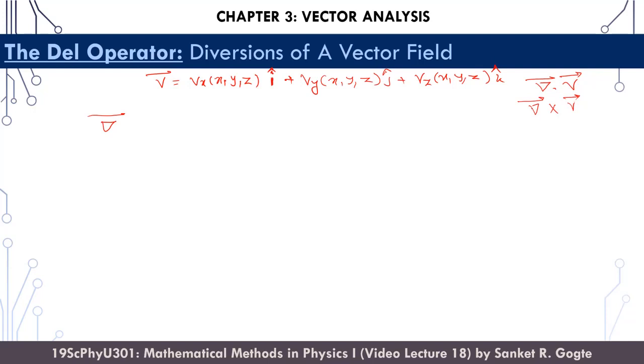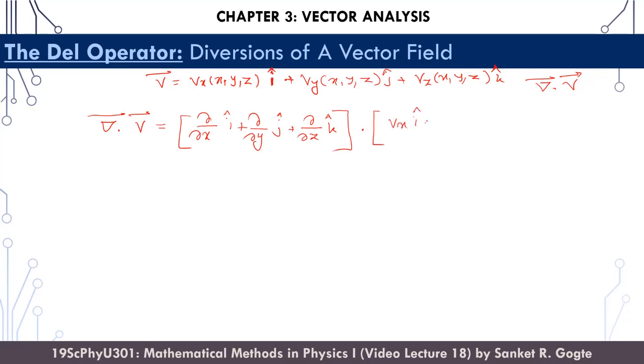On this slide, we will consider the first possibility where we are taking the dot product between del and this vector field v. Now, del, remember, is this operator dou by dou x into i plus dou by dou y into j plus dou by dou z into k, and we are taking the dot product of this del operator with vector field v. So it is vx i plus vy j plus vz k. The dependence of these three components vx, vy and vz on x, y and z is given, it is assumed. So therefore, since it is a dot product, now we have to consider this multiplication as if they were vectors.